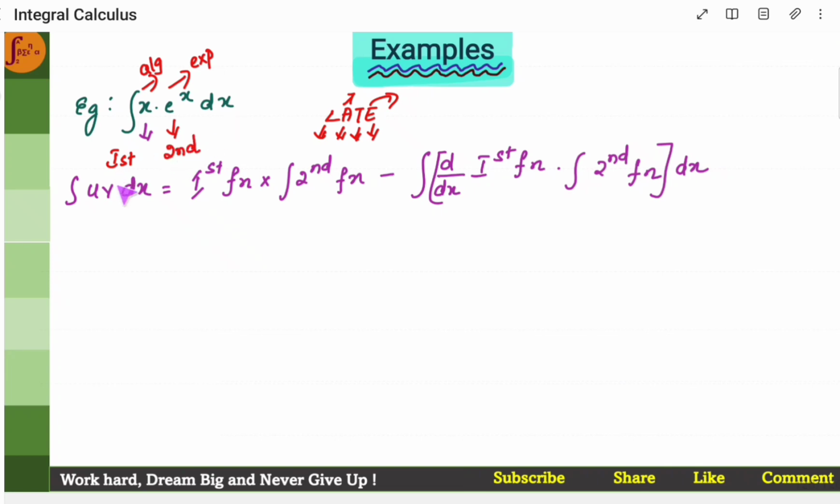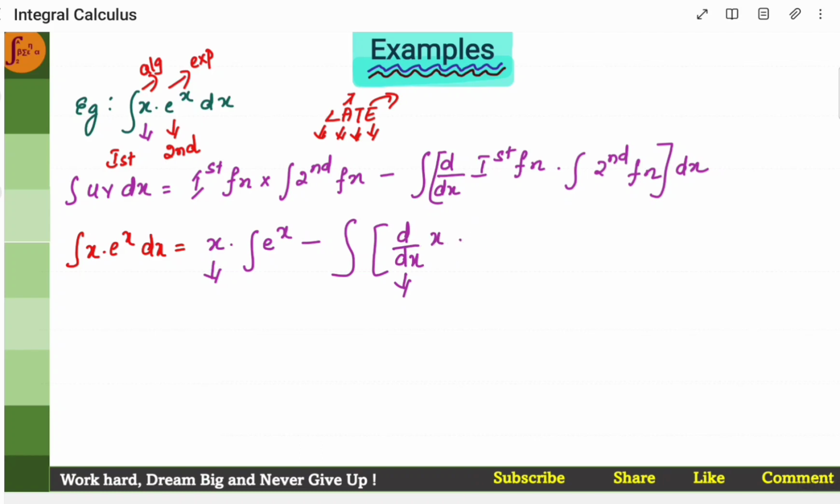Now we'll use the formula. What is it? Integral of x into e to the power x dx is equal to, we'll take first function, just copy first function as is, which is x into integral of second function, which is e to the power x, minus, always have this big integral because we have to find the integral of this entire expression. And within this, you have to find the derivative of first function. Always remember, the derivative is of the first function. First function is x into integral of second function. This one, we'll just copy this, right? Integral of second function. Just copy this and dx.